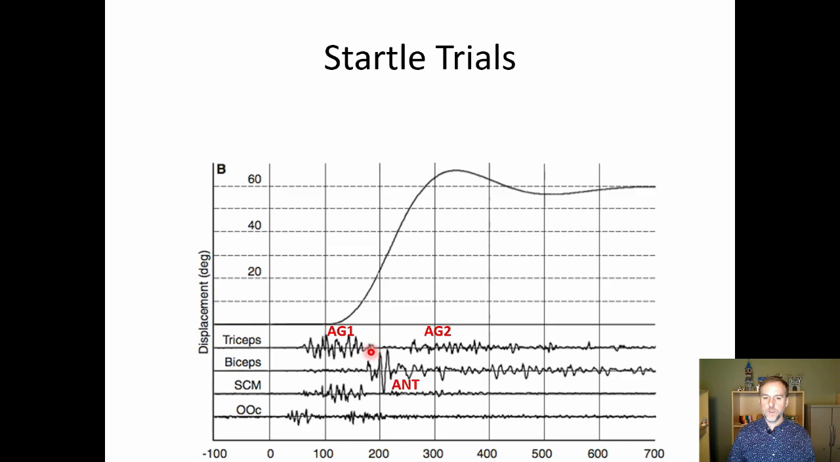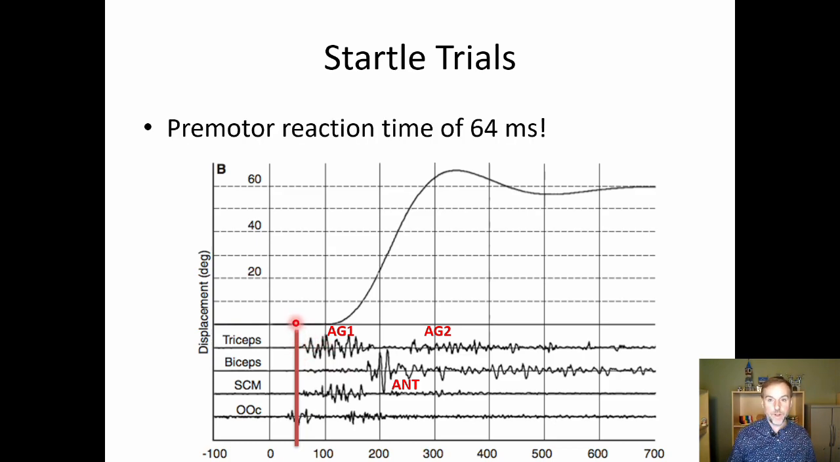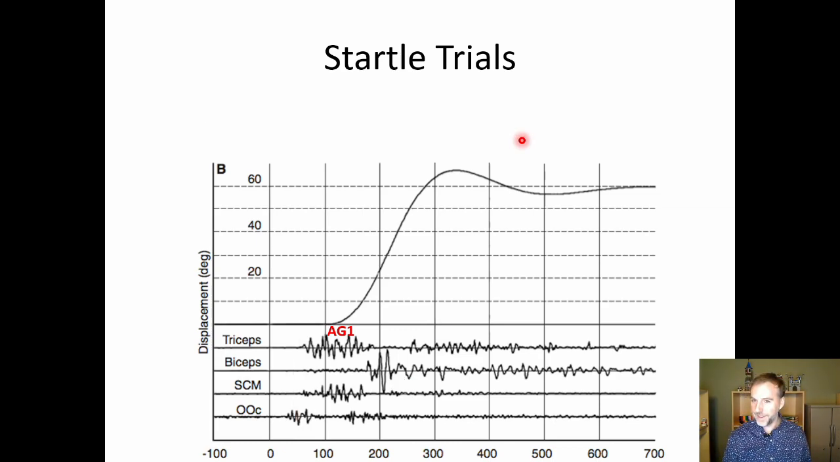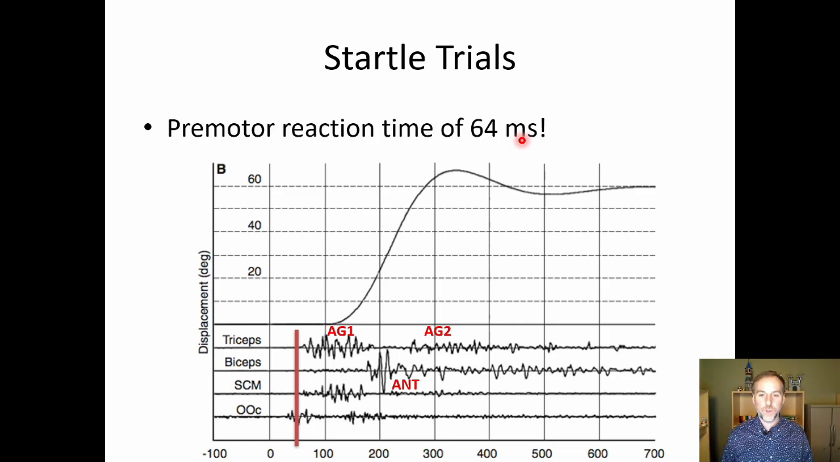So at first it kind of looks like nothing changes except they are startled, but there's one very important difference. And that is when we measure premotor reaction time, so when does muscle activity begin here, on average it was about 64 milliseconds. And remember, on control trials, it was 90 something, 95. Too bad it wasn't 94. Anyways, so what's happening on these startle trials is that same motor program is coming out, but a lot sooner.